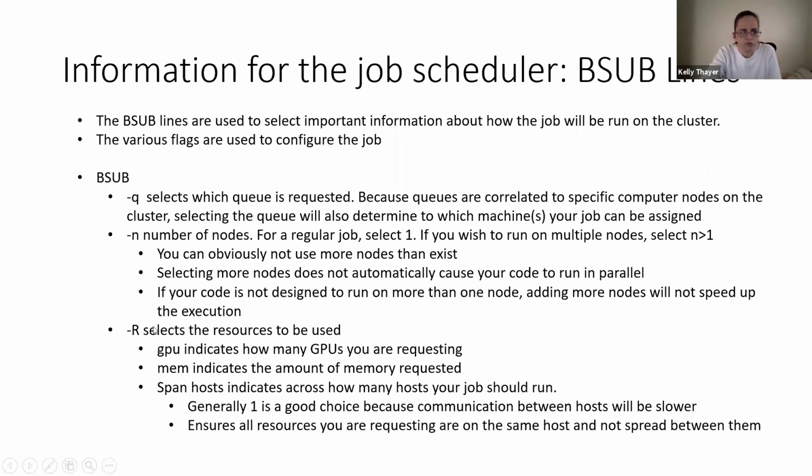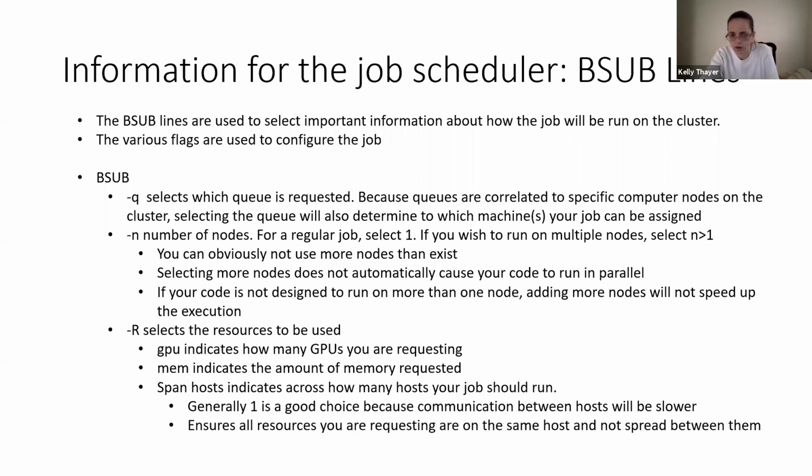R is going to select the resources on the machine to use. So there are going to be several parts to this line. GPU is the keyword used to indicate how many GPUs you're requesting. So again, it's sort of like the -n. If your program is set up to run on GPUs, that is, the program you actually have is made to run on GPUs because the code calls a GPU, then you can select a GPU and it will make your job run on a GPU.